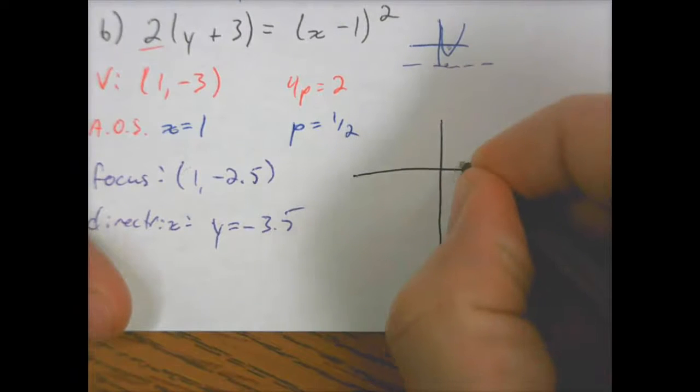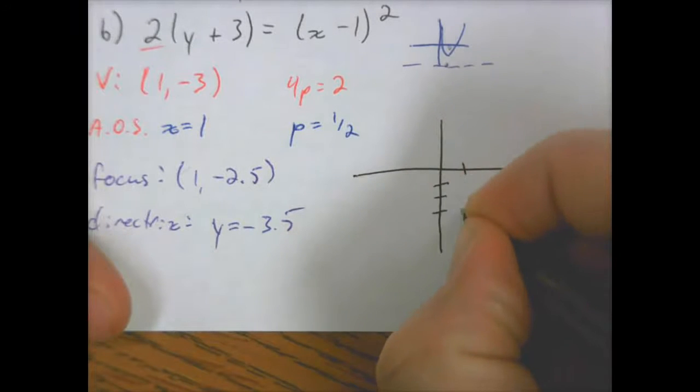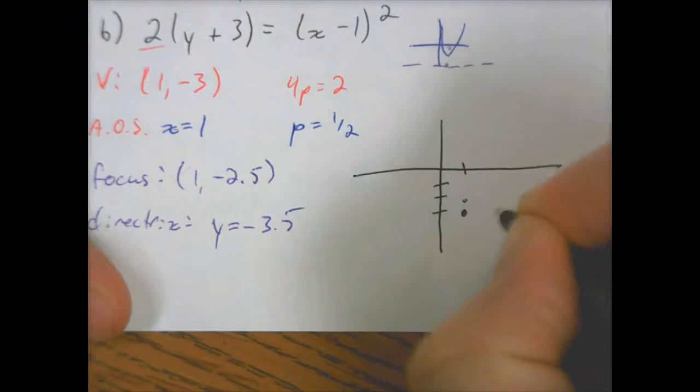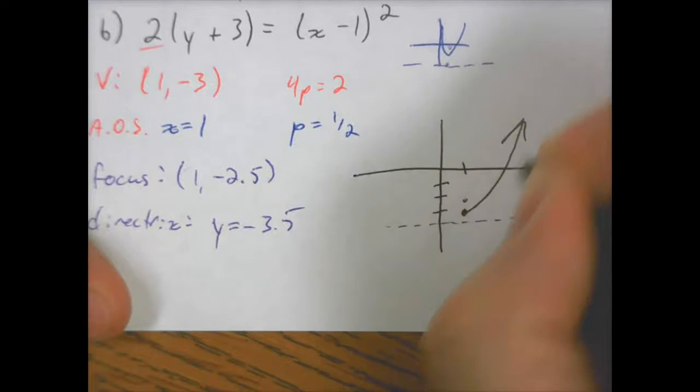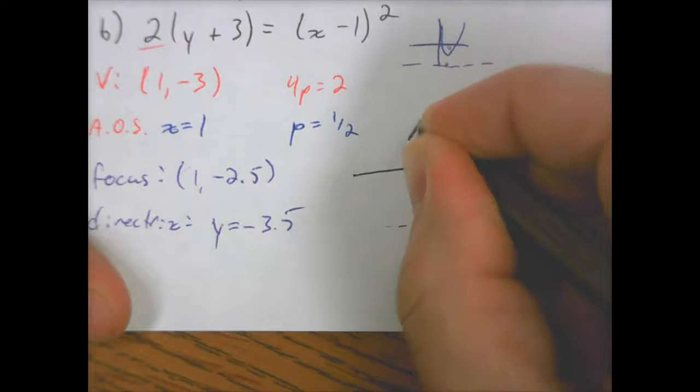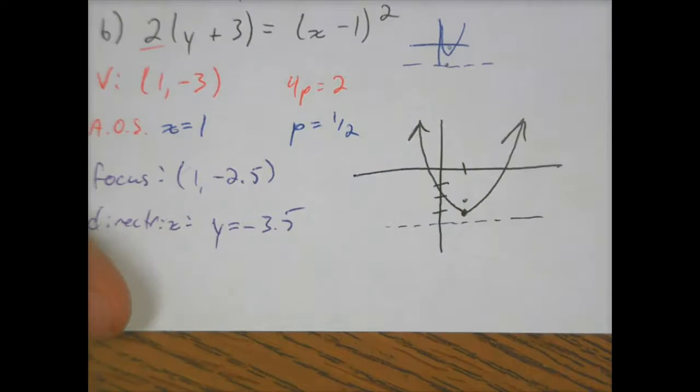So you have 1, negative 1, 2, 3. There's your vertex. There's your focus. Your directrix is right below. And there would be your parabola, something like that. I'm not too concerned about the other points. Yay. Okay, doing another one.